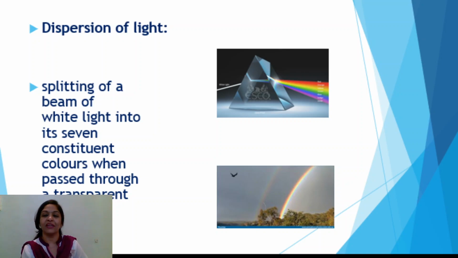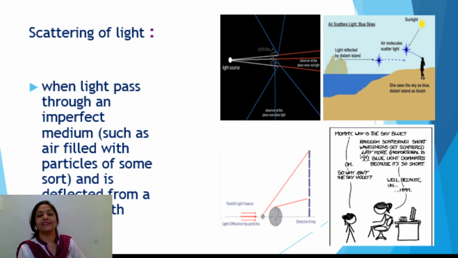What is dispersion of light? When the light is passing through devices like a prism, then white light is split into 7 colors, its 7 constituent colors. The splitting of white light into its 7 constituent colors is known as dispersion of light. Now similarly we will discuss the next property, that is scattering of light.